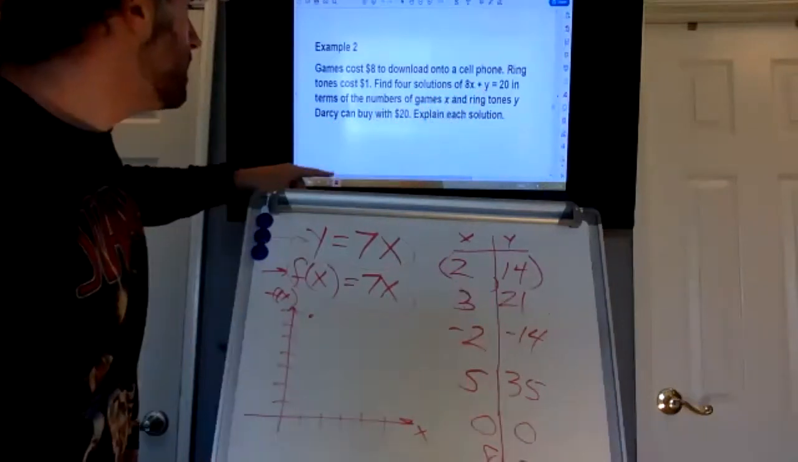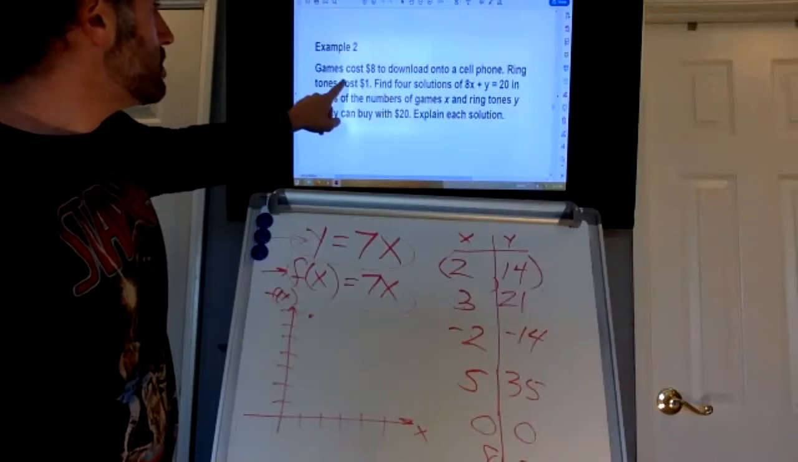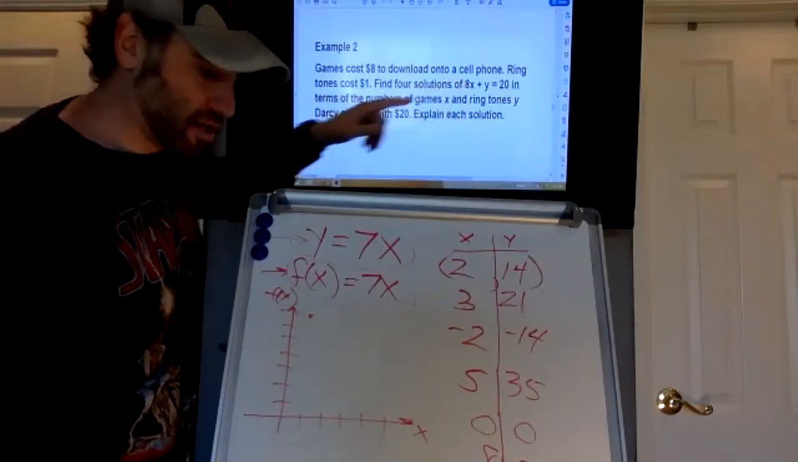So what I want you to do, find 4 solutions of this equation. Go.